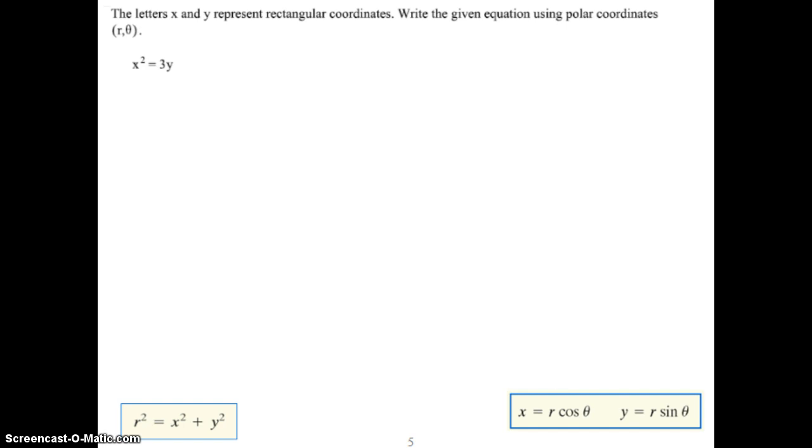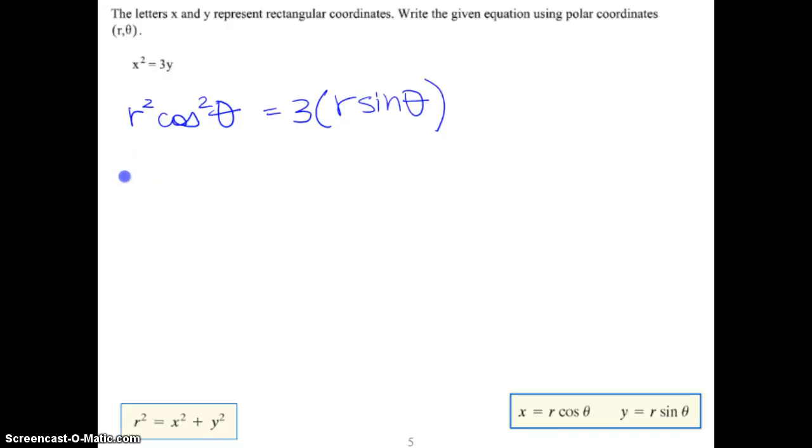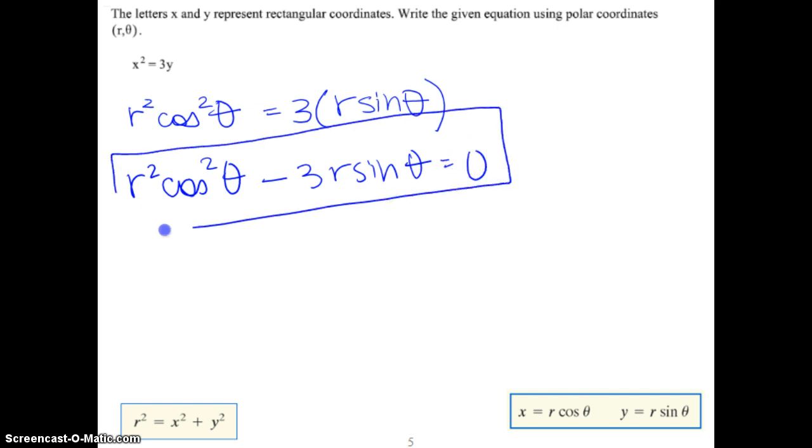We could rewrite x squared as r squared cosine squared theta is equal to 3 times r sine theta. And now we no longer have any x or y values. Now everything is in terms of r and theta. So again, the multiple choice in the homework actually has you get everything to the same side. And so if we move the 3r sine theta to the left side, we get r squared cosine squared theta minus 3r sine theta equals 0. And that is in polar form.